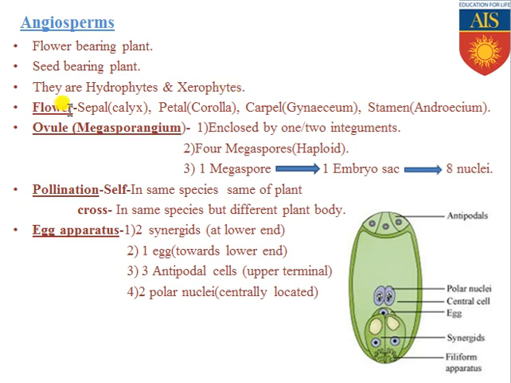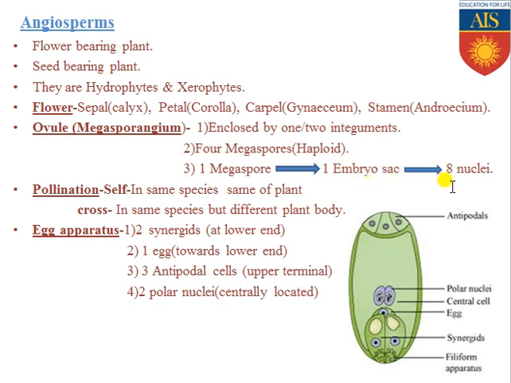Flowers have 4 whorls: sepal, that is a unit of calyx; petal, that is a unit of corolla; carpel, that is a unit of gynoecium; and stamen, that is also known as androecium. Ovule is also there, that is a megasporangium, enclosed by 1 or 2 integuments. They have 4 megaspores, that's why it is a megaspore tetrad, and each megaspore is haploid. Keep it in your mind, out of 4 megaspores, only 3 got degenerated, only 1 remains active, and that will further form the embryo sac.